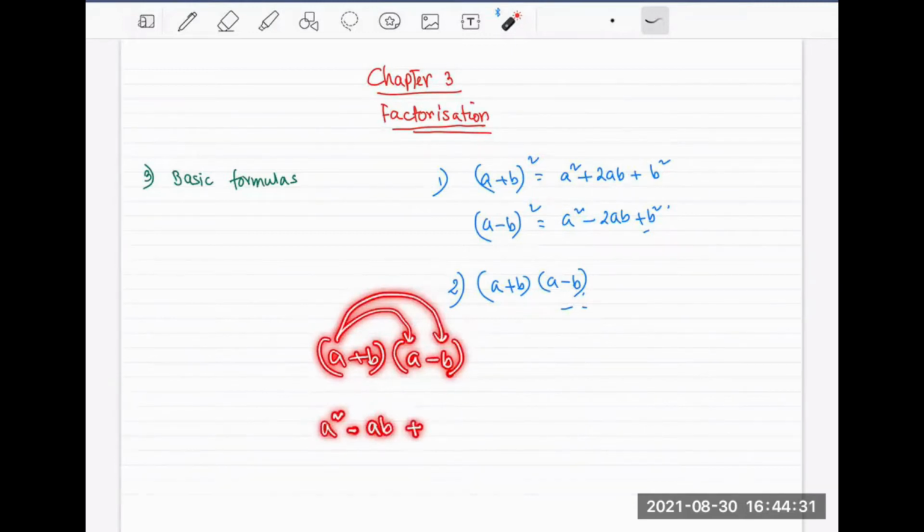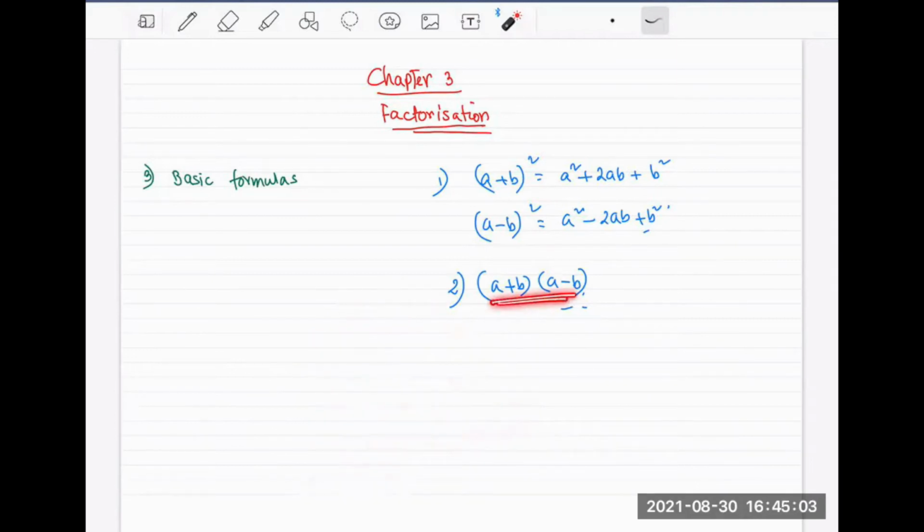Once the multiplication for A is done, move on to the B. B times A is BA, but I'm writing it as AB. Same thing, right? Plus AB. AB and BA, they are the same expression. And B and B, what do we get? We get B square. There is a minus sign in between also. So these two can be cancelled because they are opposite signs. One is minus AB, one is plus AB. What's remaining? A square minus B square. So this expression, what do we get?